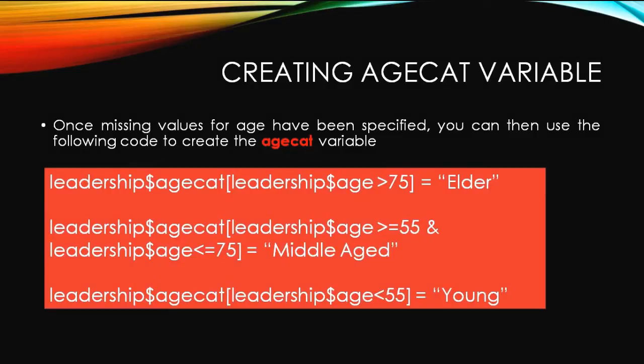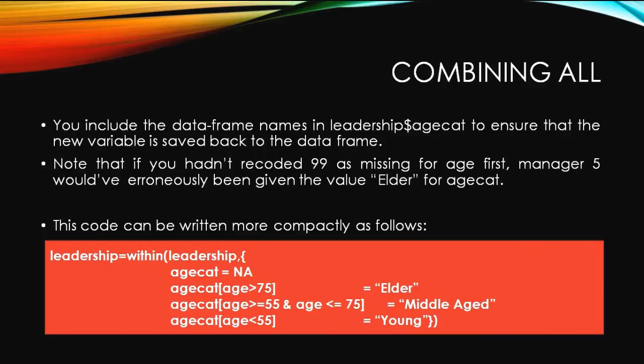Quite simple. So you can also combine all of them. Before that, you have to note that if you hadn't recoded 99 as a missing value or NA, then the manager 5 would have been erroneously assigned the value elder in the age category. But age 99 appears to be an outlier, so I prefer to consider that as NA. And if you have to condense all the codes, you have to write it compactly.